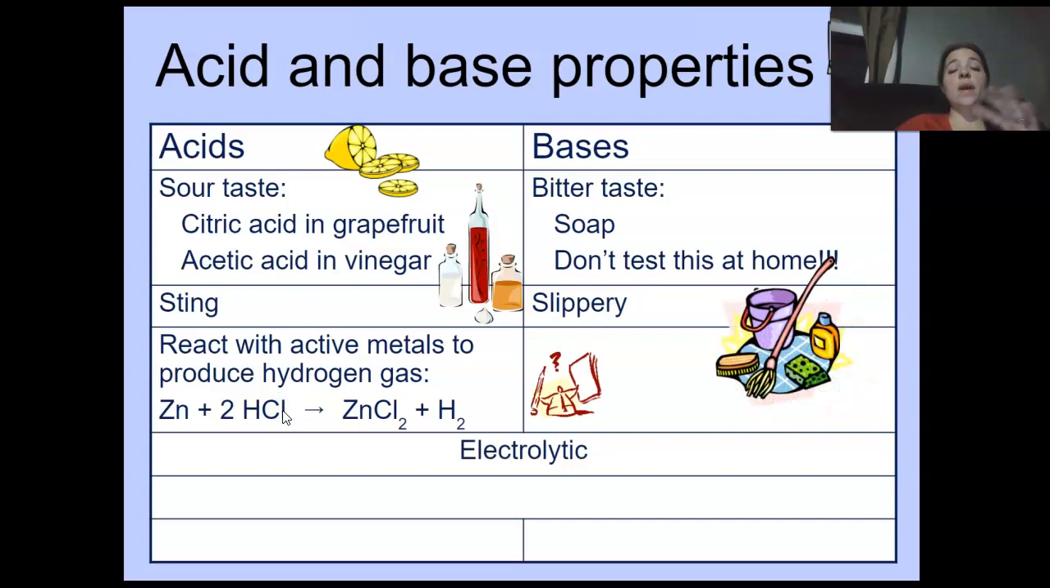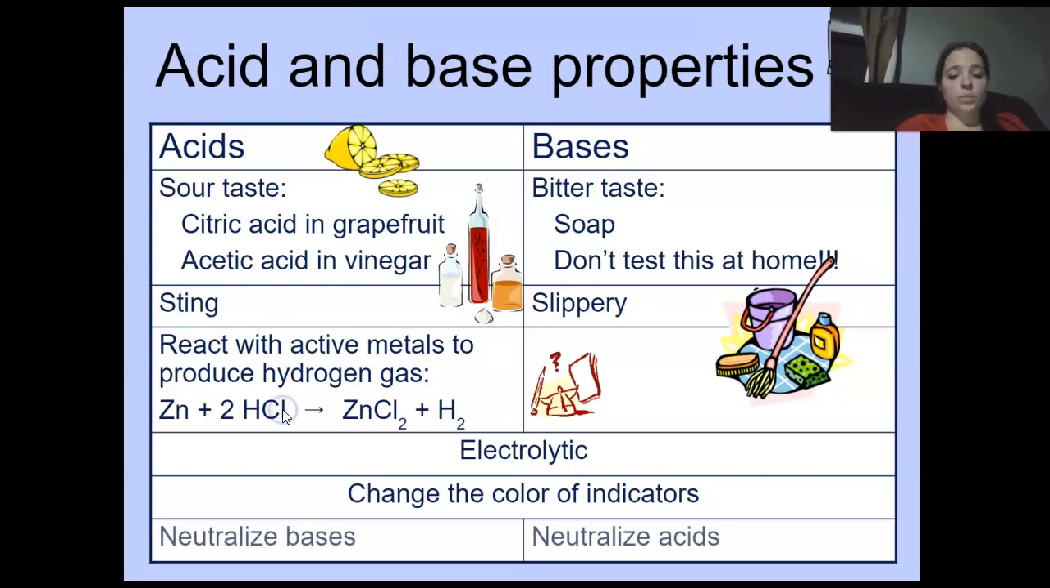Another thing to note, acids and bases are both electrolytic. We'll get into that in a little bit, but they are electrolytic. They also change color of indicators. Now, if you have any type of pool or a spa, you might be checking the pH balance. Those are indicators. Certain flowers change colors depending on the pH of the soil. Last but not least, acids neutralize bases.